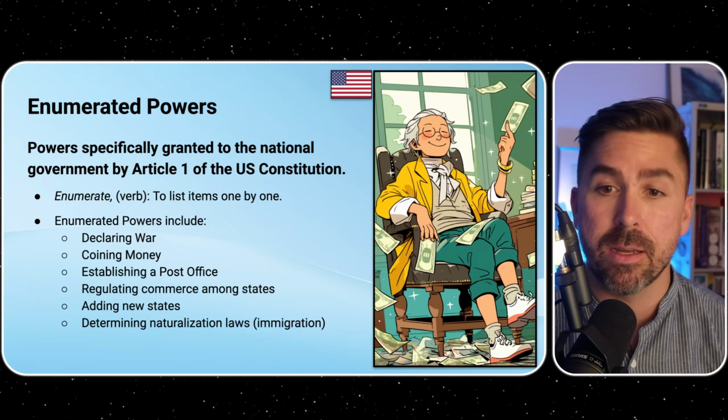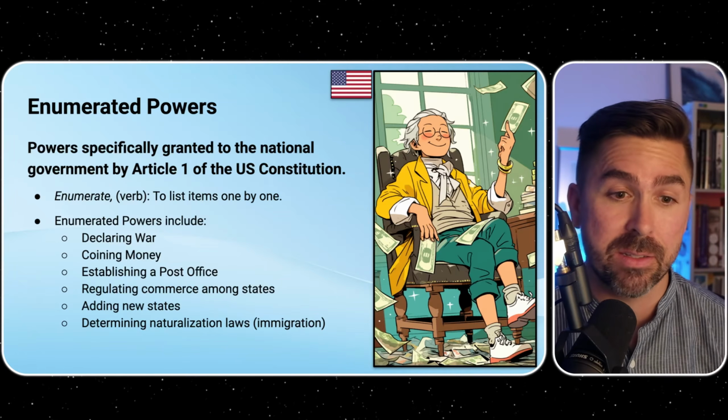Adding new states is another thing that the United States government gets to decide. And determining naturalization laws, deciding who gets to become an American citizen, who gets to immigrate, all the rules around visas and naturalization, all of that stuff is set by the national government. And that makes sense, right? We're one country. We have one set of naturalization laws, and it wouldn't make sense for different states to come up with different rules for that. So those are the enumerated powers. Why do we call them enumerated? It's because they are listed and you can read them right there in the Constitution.